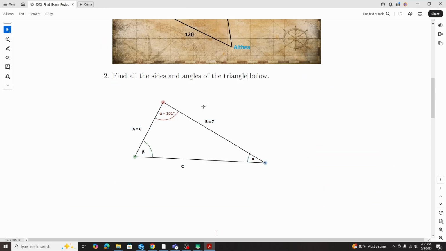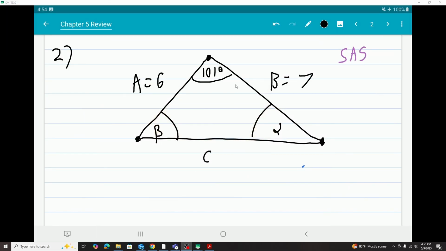Problem 2. Problem 2 gives us a triangle, and it asks us to find all of the sides and angles of it. So what do we do? Well, let's go to the tablet where I've drawn it. And it gives us A equals 6, B equals 7, and then the angle that's in between is 101 degrees. And so we want to find beta, we want to find alpha, we want to find the last side C.